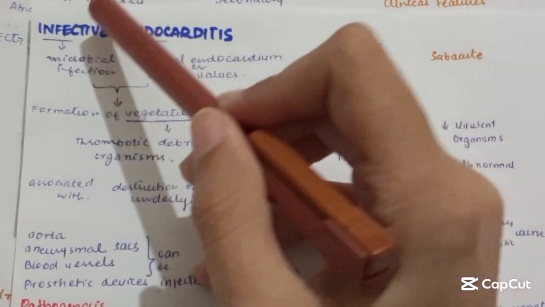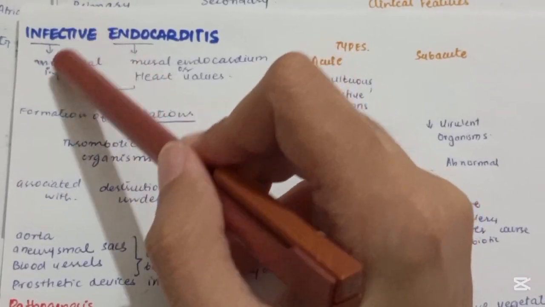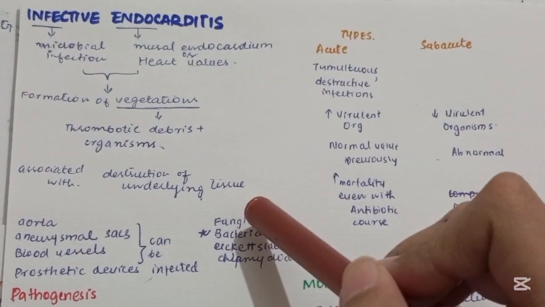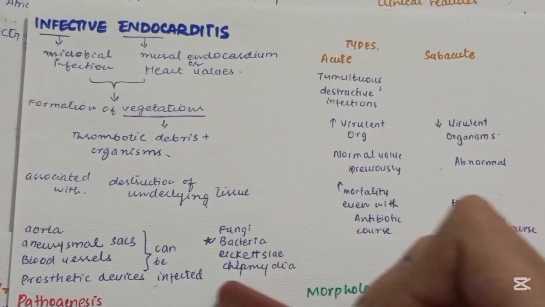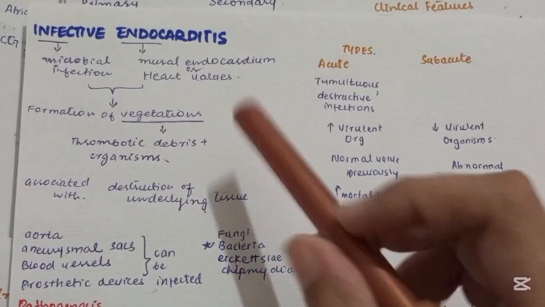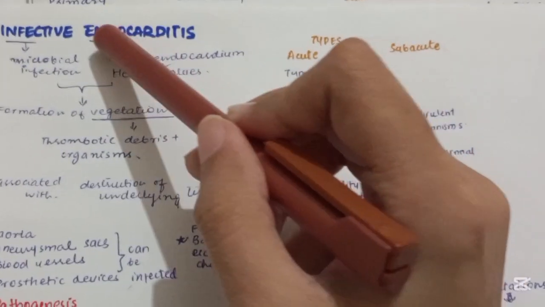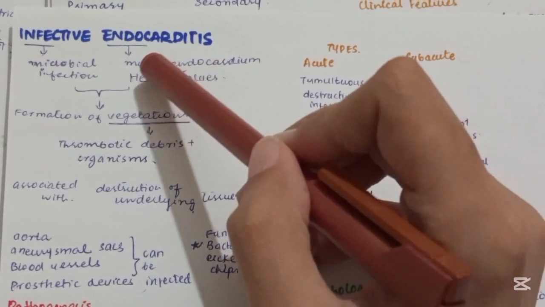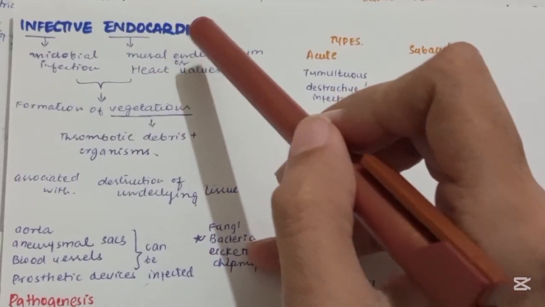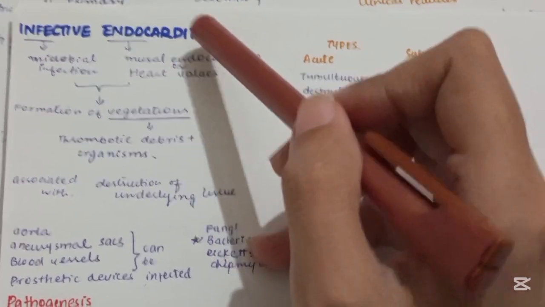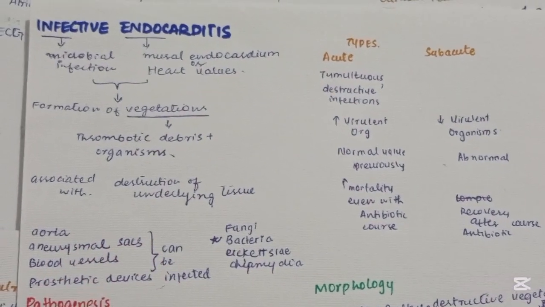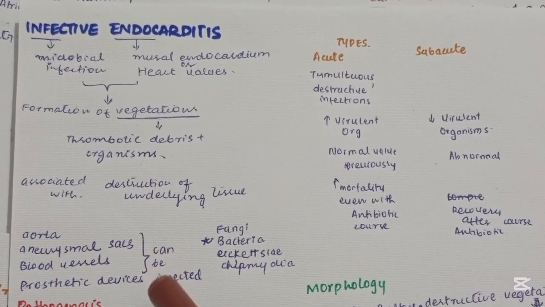Infective endocarditis. Here the word infective represents a microbial infection. Mostly it's bacterial, but it can also be fungal, rickettsial, and chlamydial. Next is endocarditis, and it represents the mural endocardium and the heart valves that are mostly involved in endocarditis. But the aorta, aneurysm sacs, blood vessels, and prosthetic devices can also be infected.